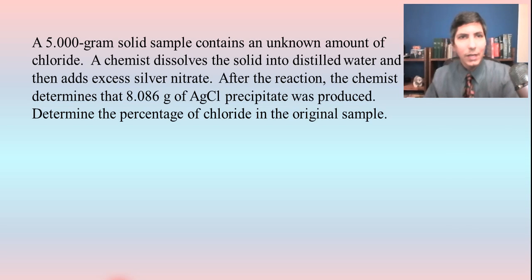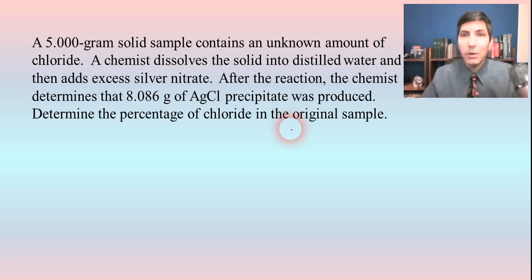Here's an example of that. Let's say we have a 5-gram solid sample that contains an unknown amount of chloride ion. So a chemist is going to dissolve that solid into distilled water and then add some excess silver nitrate. After the reaction is done, the chemist is going to filter, dry, and isolate that precipitate, and the chemist determines that 8.086 grams of silver chloride precipitate was produced. So the question that we're being asked to solve here is: determine the percentage of chloride in the original sample.